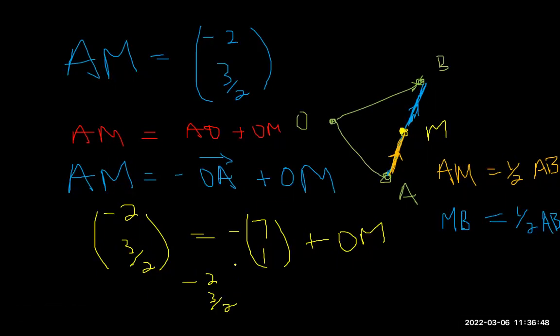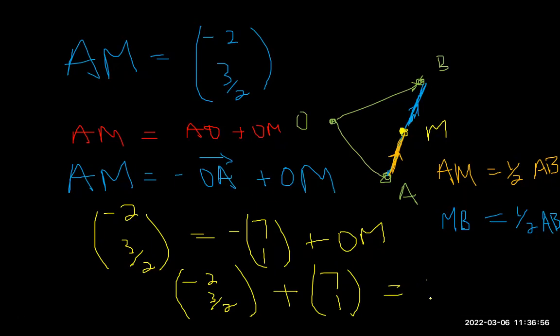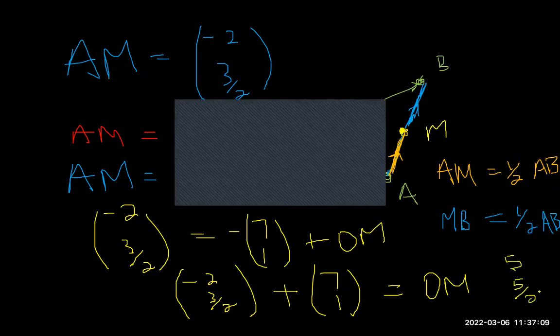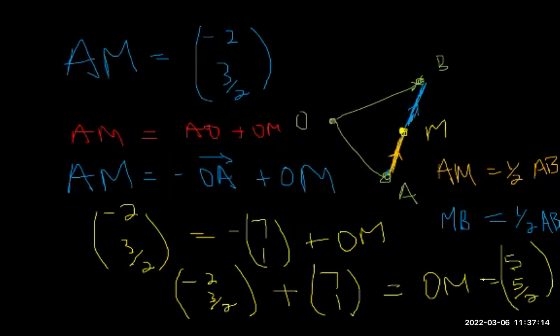-2, 3 on 2. So this is positive 7, 1 is actually, it would give me the OM. -2 plus 7, that's positive 5. And then 3 on 2 plus 1 is 5 on 2. So OM is actually 5, 5 on 2. This is the answer. I had no space, so that's why I didn't write it again. But this is the answer, I think. 5, 5 on 2. Do you understand that?